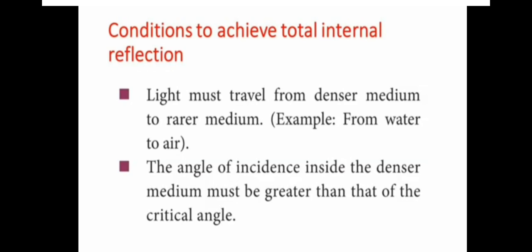Conditions to achieve total internal reflection. Light must travel from denser medium to rarer medium, for example, from water to air. The angle of incidence inside the denser medium must be greater than that of critical angle.